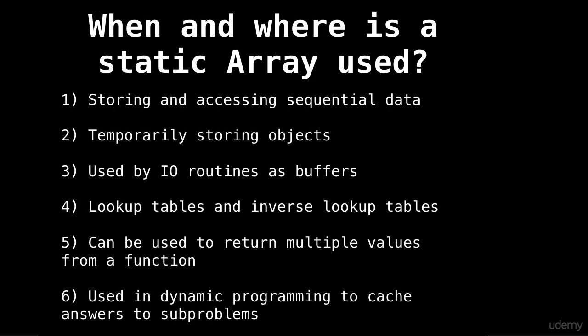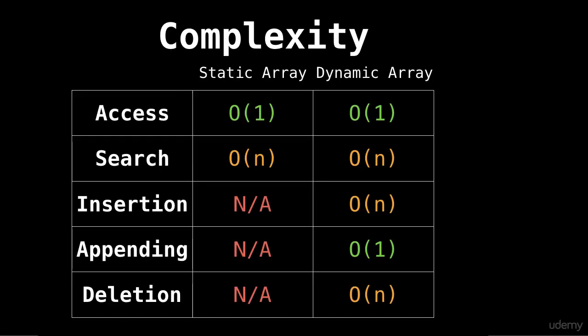This last example is a bit more advanced, but arrays are heavily used in a programming technique called dynamic programming, with tabulation to cache already computed subproblems. So a classic example of this might be the knapsack problem or the coin change problem.